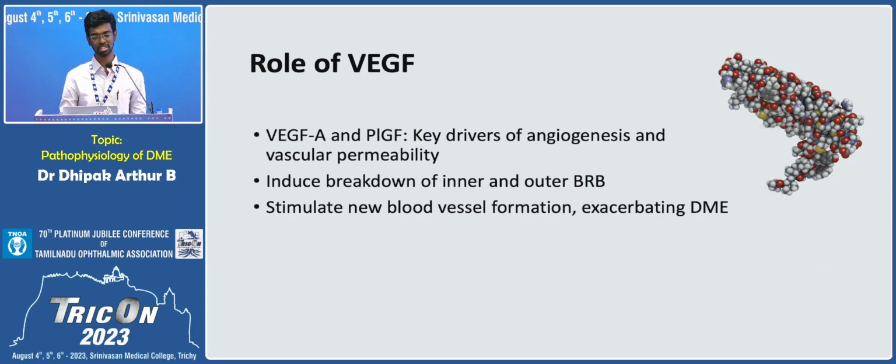All these are the key drivers in the angiogenic drive, which increases the vascular permeability. They ultimately lead to a breakdown of the blood-retinal barrier. And also in the pathogenesis of proliferative retinopathy, they lead to new vessel formation. That in turn also exacerbates DME.